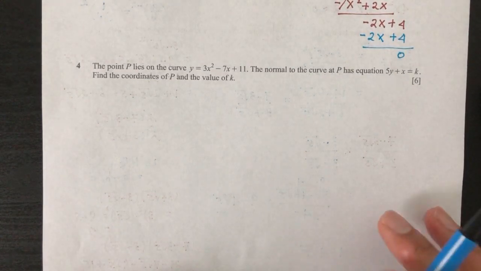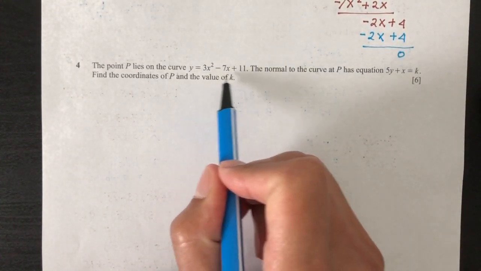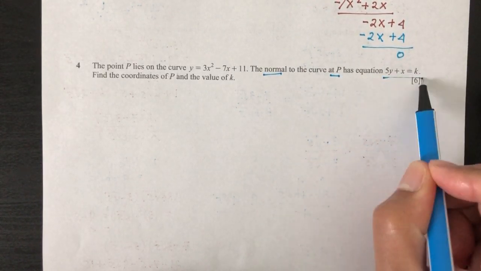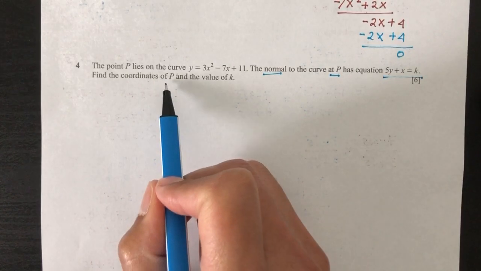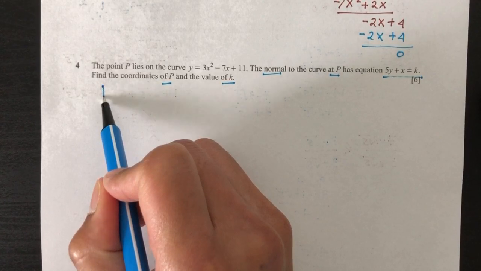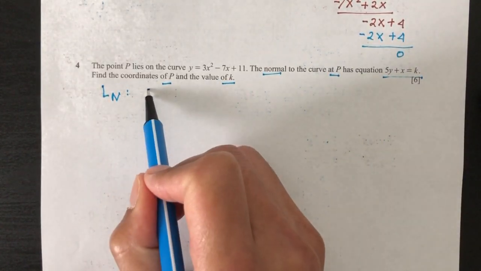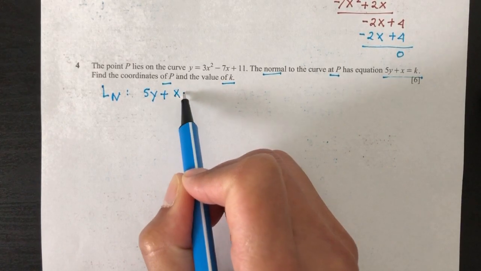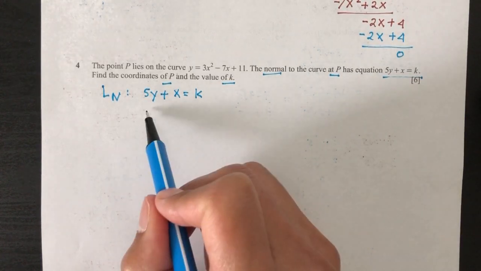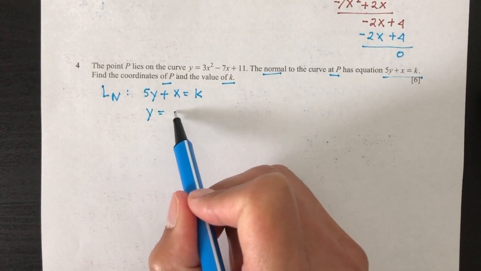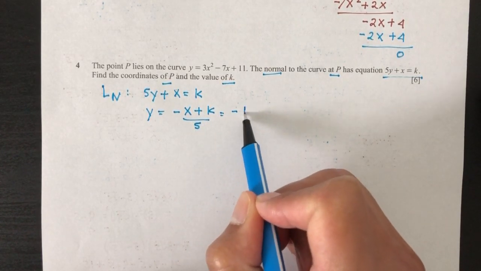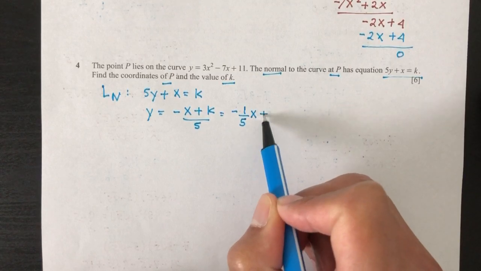Now, question number 4. We have a point P that lies on the curve. The normal to the curve at P has this equation. Find the coordinates of P and the value of k. First, the line of the normal is given by 5y plus x equals k. So first step, let's make y the subject of the formula. So y will be minus x plus k divided by 5, which is minus 1 over 5 x plus k over 5.